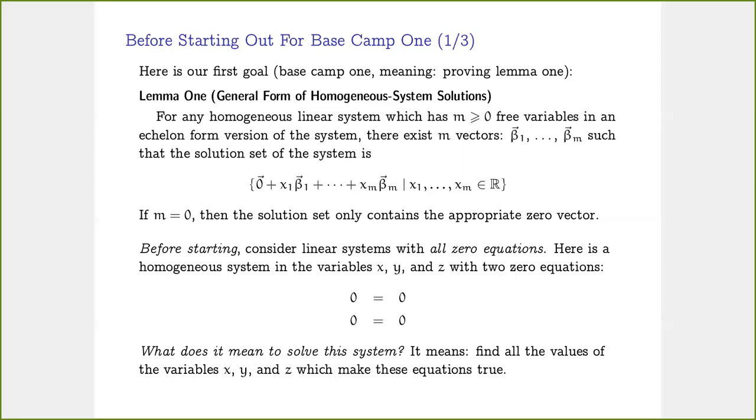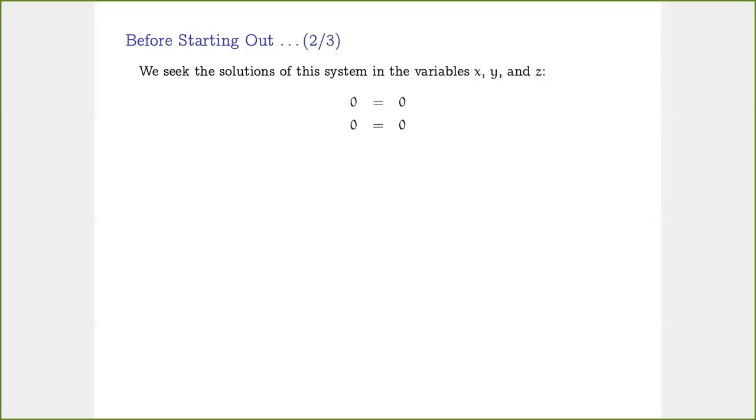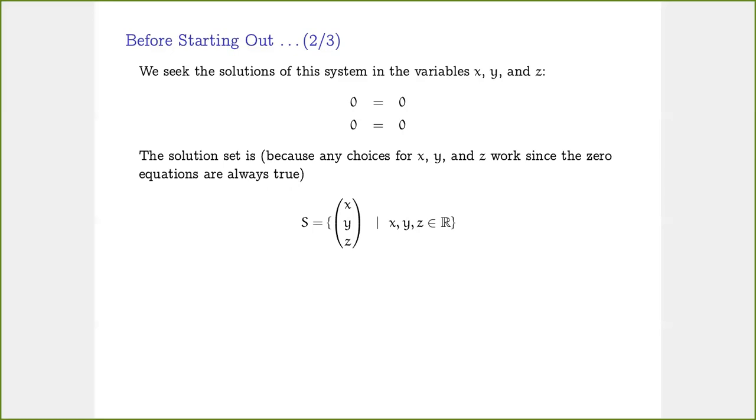So what it means is to find all the values of those variables which make these equations true. And also, how does this result match up with the claim of Lemma One? To answer this question about finding all the values, notice that I can use any values for x, y, and z in those equations because they're still true. So basically, any triple of numbers x, y, and z solves this system. Okay, so the solution set is, because any choices will work, the vectors (x, y, z) such that x, y, z can be anything.